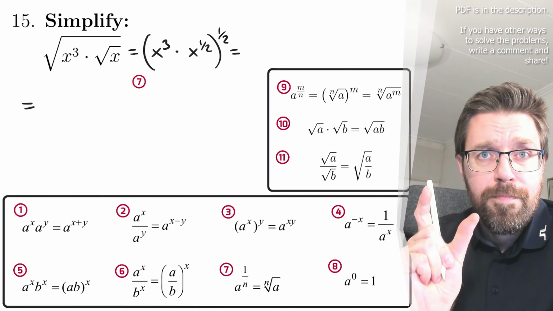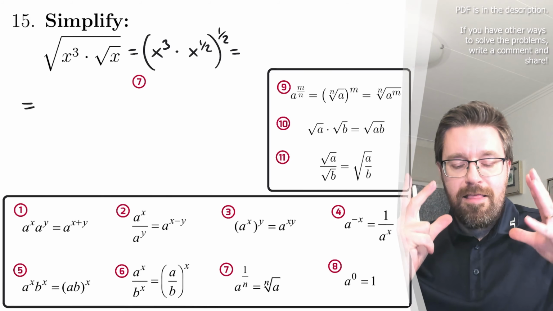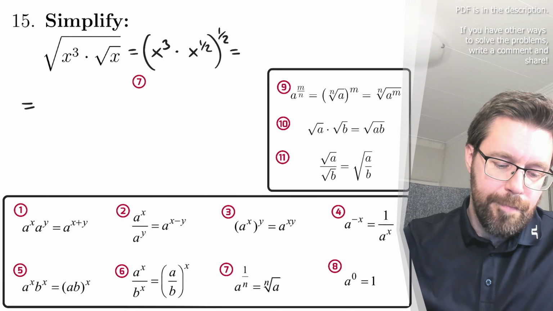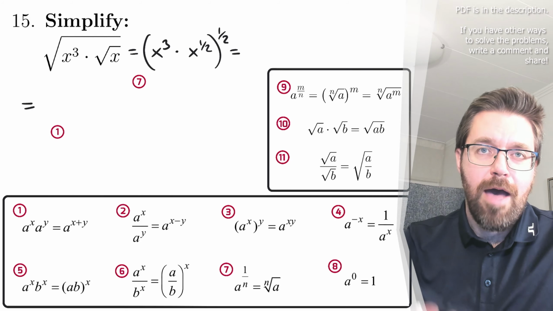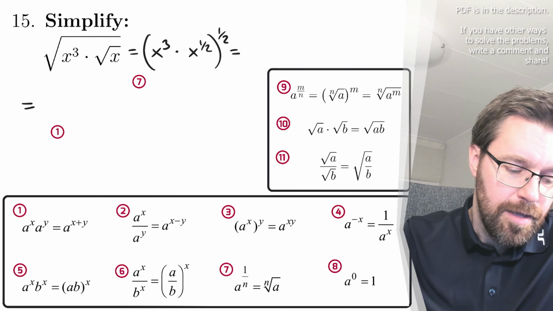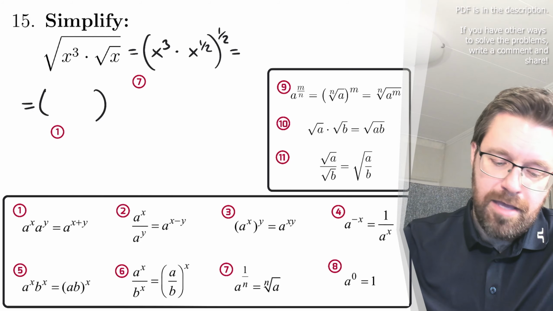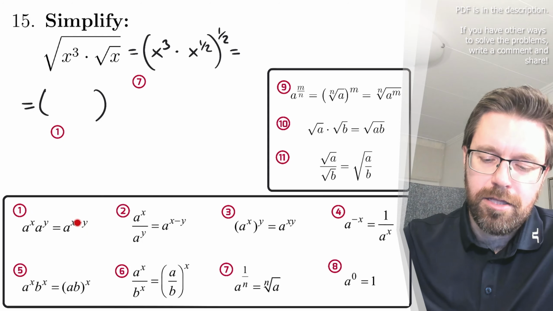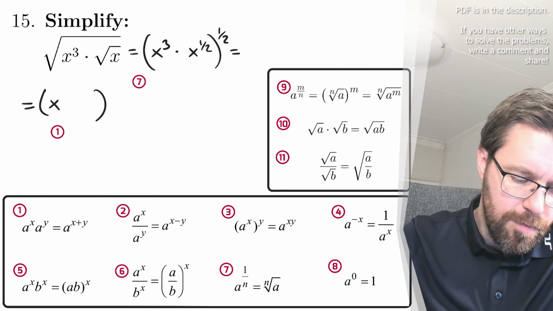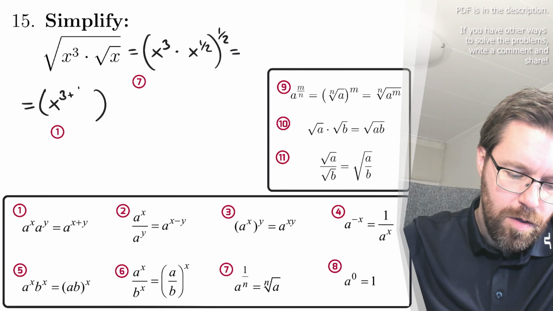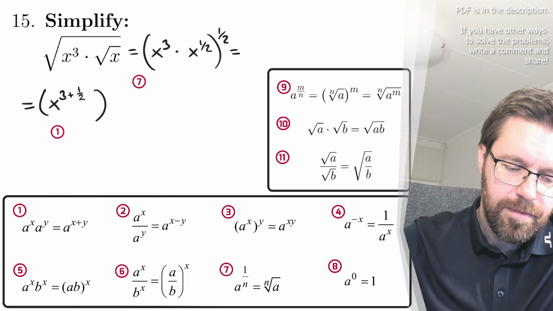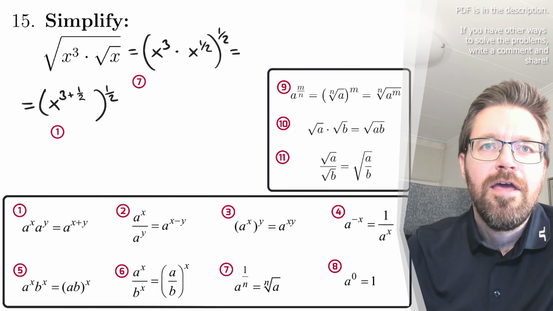Inside the parentheses, if we work from inside here, you can use rule number 1. You can work from outside too, if you want to. And rule number 1 tells me that I can add the exponents to each other. So x raised by 3 plus 1/2, and the whole bit raised by 1/2.